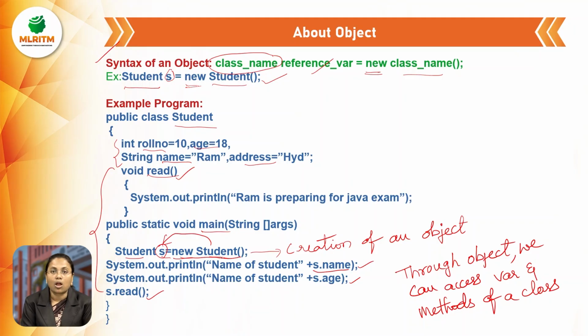New Student is the object of the Student class. This object of the Student class is stored inside this reference variable. With this reference variable only, we are invoking the variables of the Student class as well as the methods of the Student class. Clear? So next, this is about object. An object is an instance of a class. At the time of declaration of an object, memory is allocated. Through an object only, we can access variables and methods of a class, right?